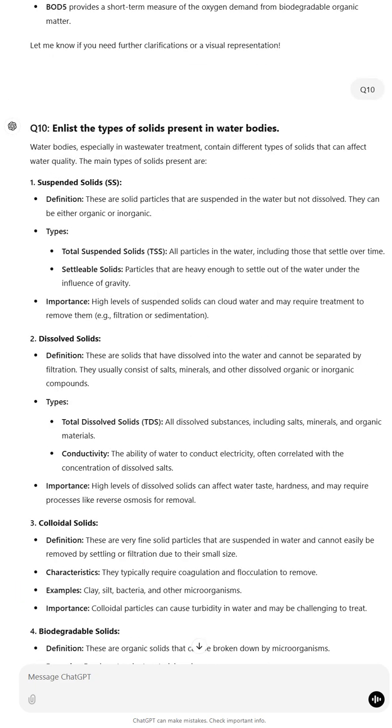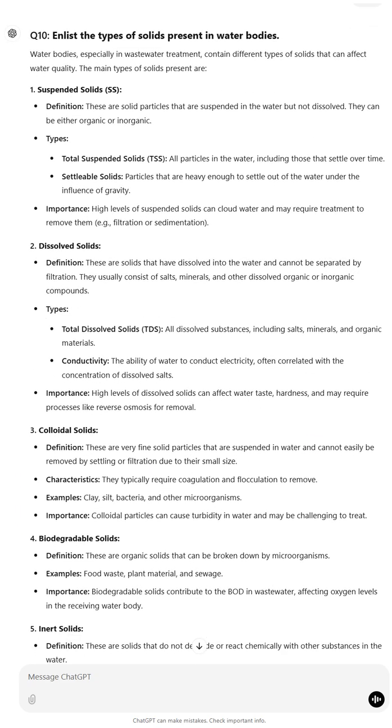Q10. Enlist the types of solids present in water bodies. Water bodies, especially in wastewater treatment, contain different types of solids that can affect water quality. The main types of solids present are: 1. Suspended solids, SS. Definition: these are solid particles that are suspended in the water but not dissolved. They can be either organic or inorganic.